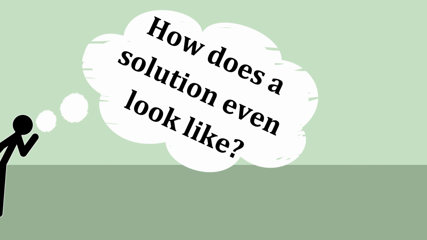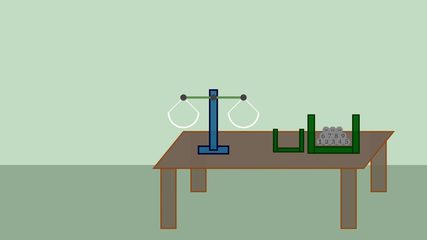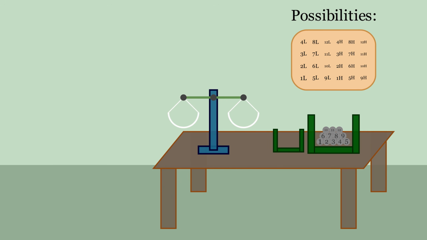Before trying to solve this problem, we have to ask ourselves, what does a solution even look like? Well, we can start by labeling all the coins 1 through 12, and because we don't know anything about the setup yet, there are 24 possible options for the odd coin, as each one of the 12 could either be slightly lighter or heavier than the rest.